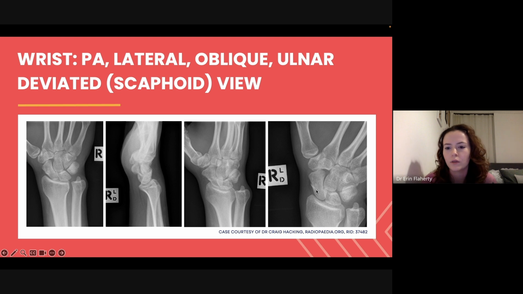And here you have your ulnar deviated view, which is where your hand is moved in a way, it's deviated towards the ulna, and you can see your scaphoid a little bit better. It gives you a better view for having a look at any fractures that might be within the scaphoid here. And we'll talk about why that's important a little bit later on.